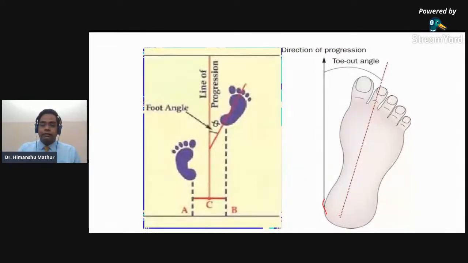So the angle that the midline of the foot at the heel strike makes with the normal vertical is known as the angle of toe out, and is usually 7 degrees. Normal angle is 7 degrees. You can see here also the line of progression is straight, and the deviation from the line of progression is usually taken as the angle of toe out. We also call it the fixed angle.